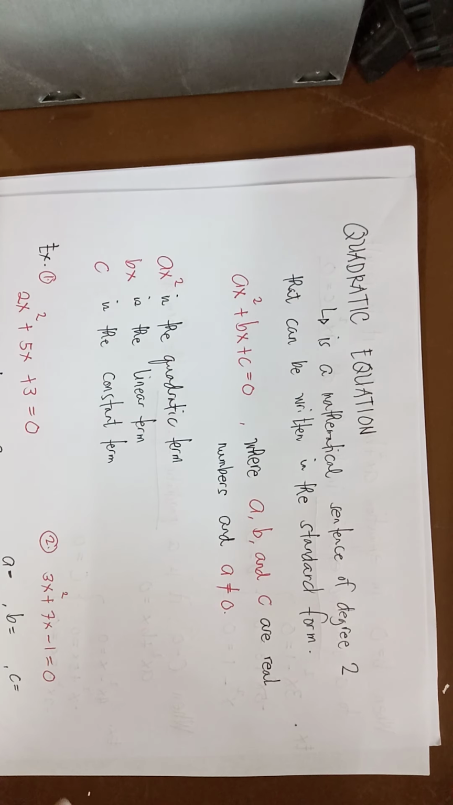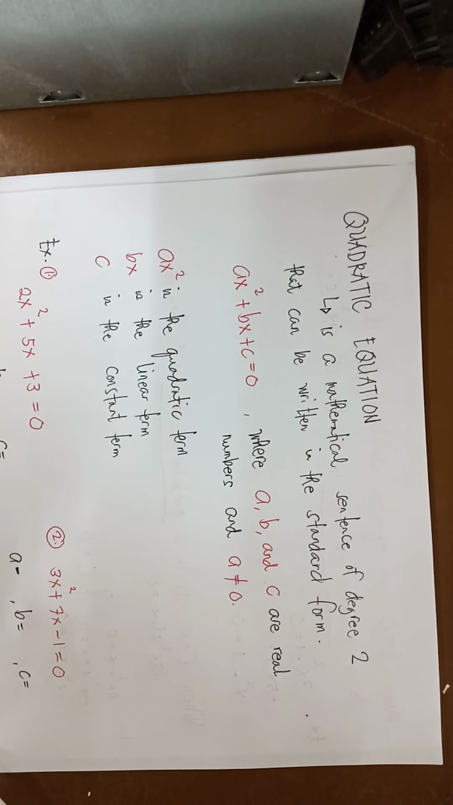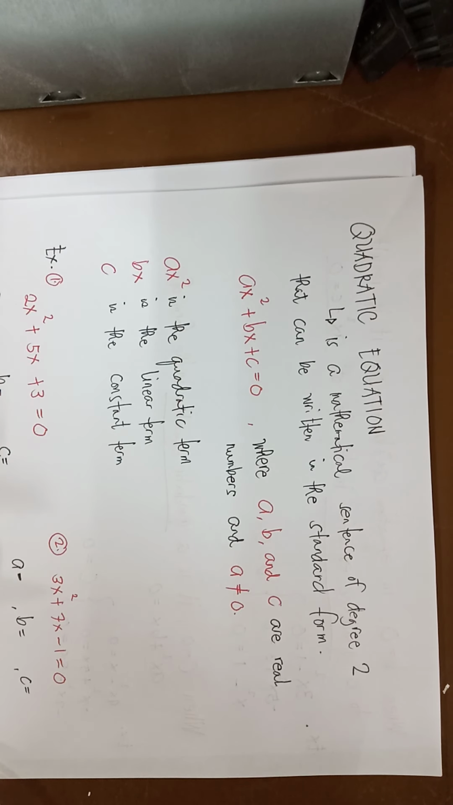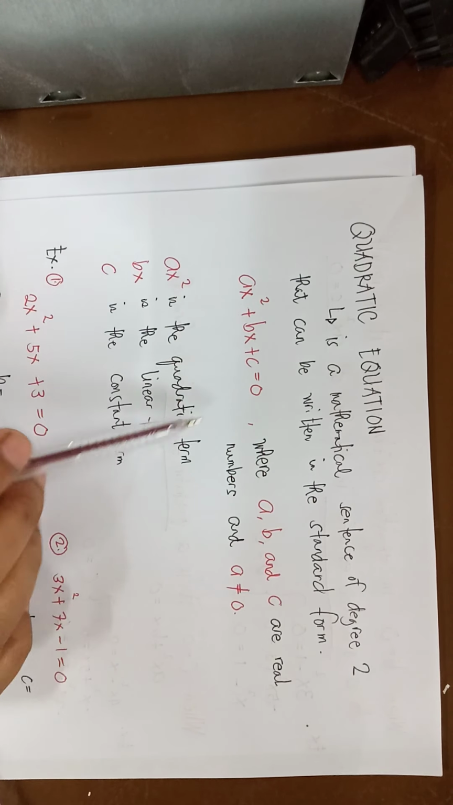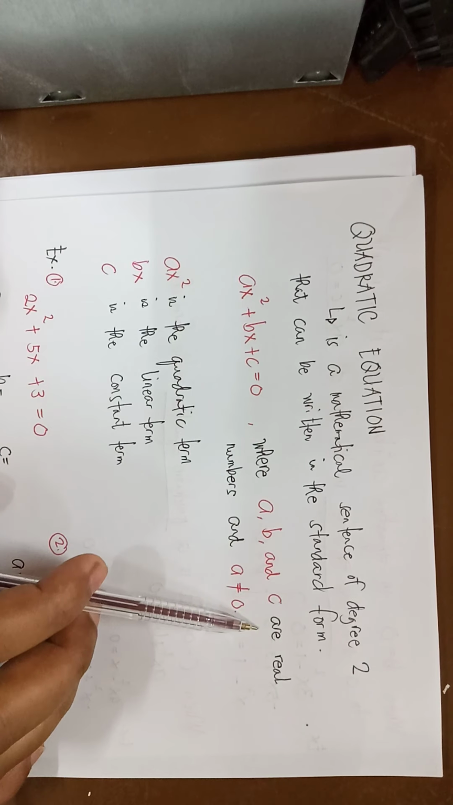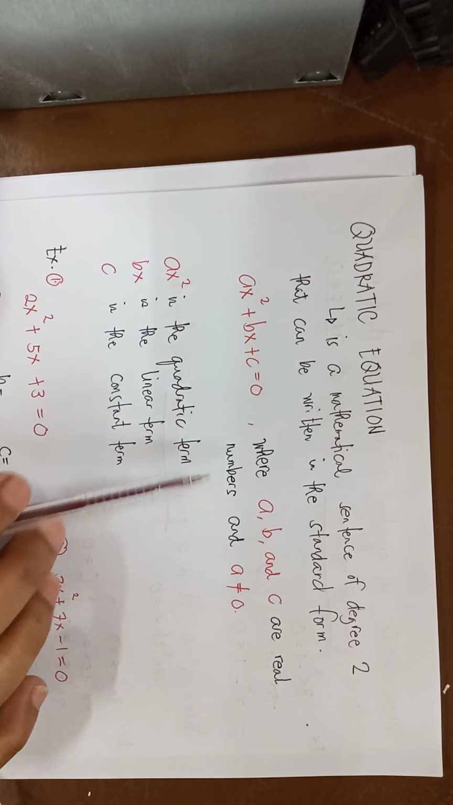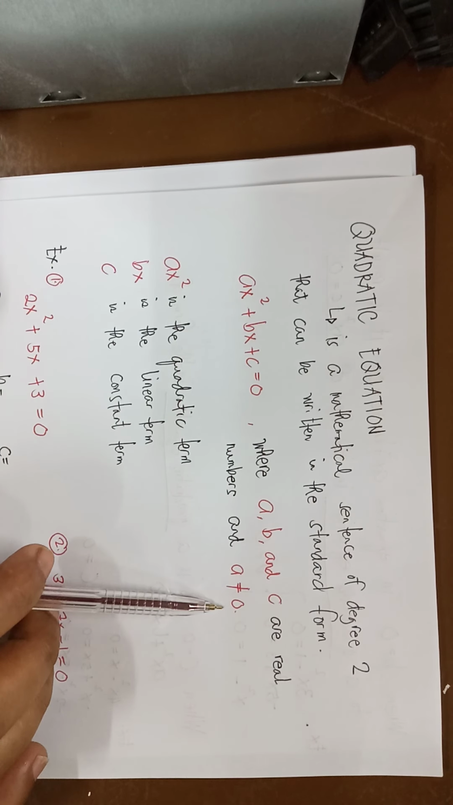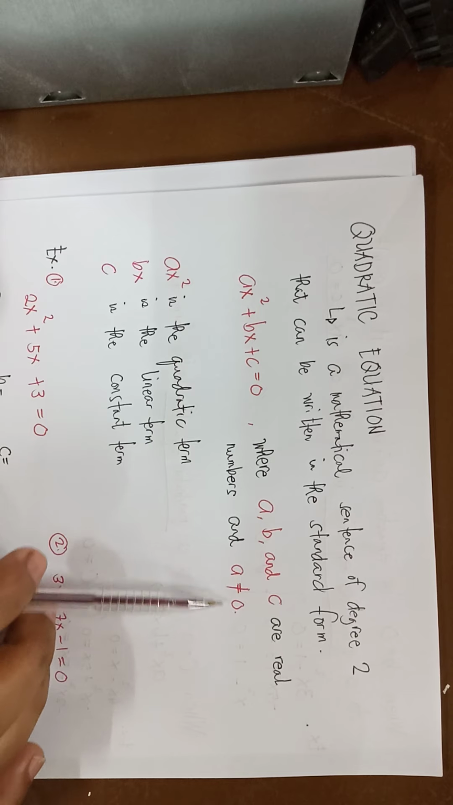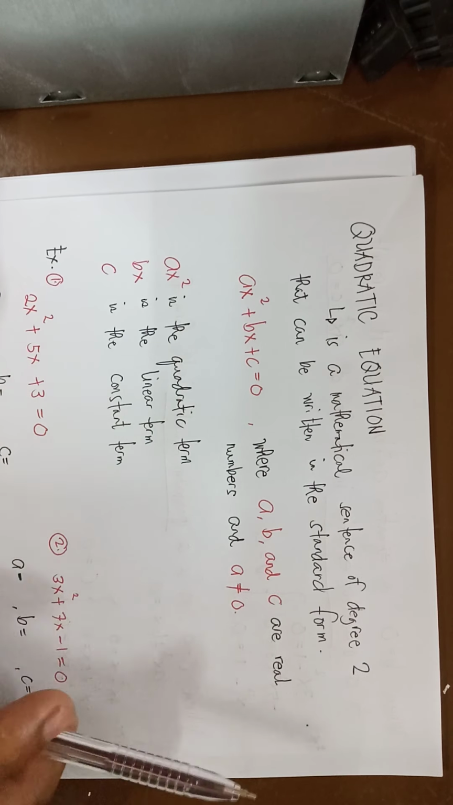A quadratic equation is a mathematical sentence of degree 2 that can be written in the standard form ax squared plus bx plus c, where a, b, and c are all real numbers and a must not be equal to 0. So why is it that a must not be equal to 0? We are going to find out.